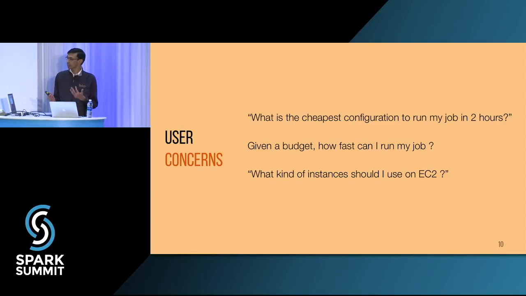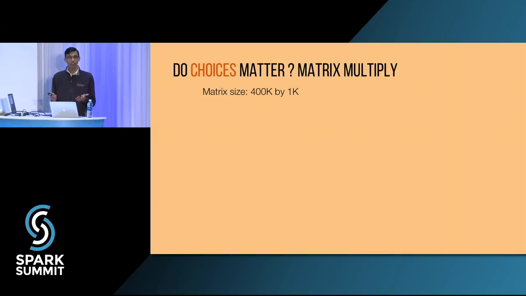So in this research project, we did a couple of things. The first thing we tried to do was study if these choices actually matter, how much they matter for different kinds of workloads, and whether we can come up with ways to answer this question in an effective manner. To understand if choices matter, we ran a bunch of workloads by varying the instance type and the number of instances and tried to measure how the end-to-end running time changes.